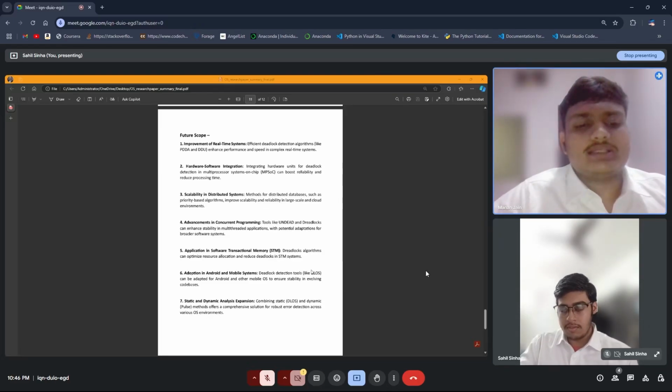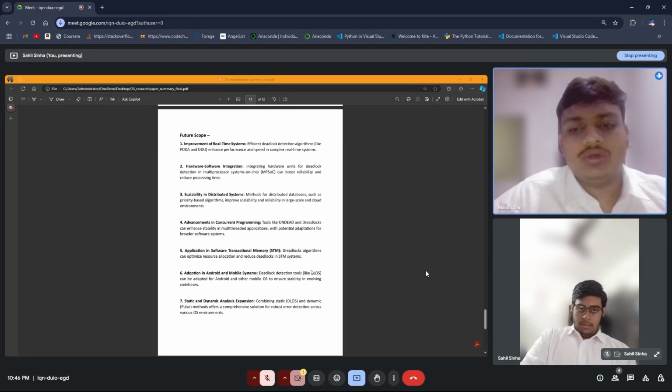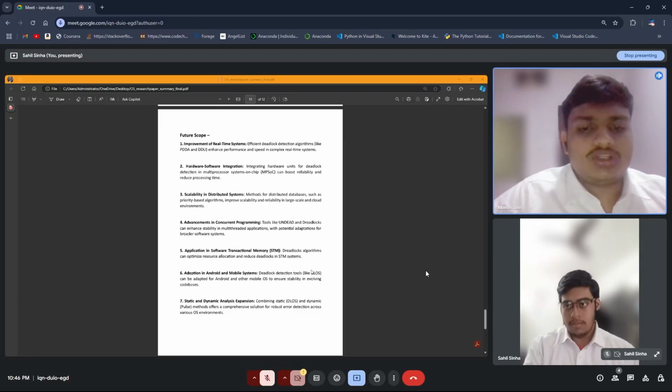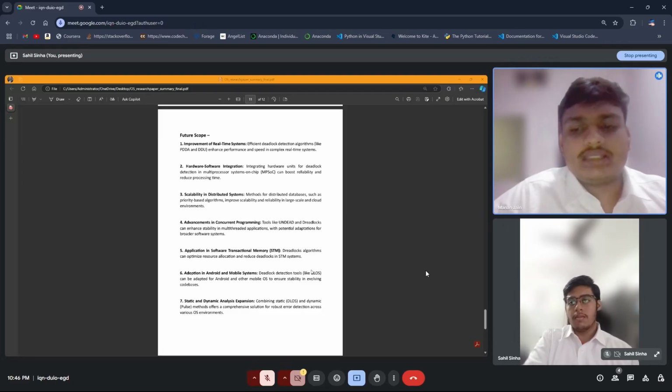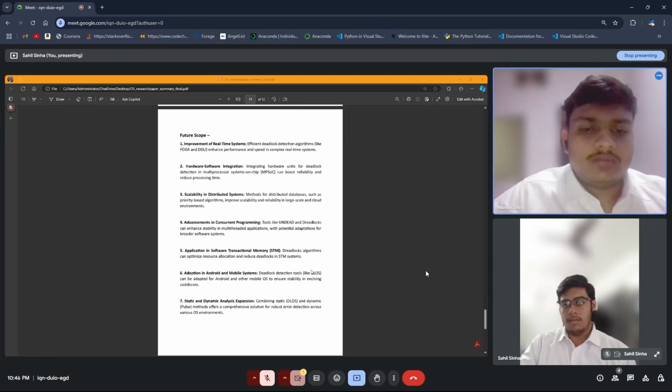Now we will be discussing the future scopes of our research paper. First, improvement of real-time systems. The development and implementation of efficient deadlock detection algorithms like PDDA and DDU can enhance real-time systems, ensuring faster detection and better performance, particularly as systems become more complex.